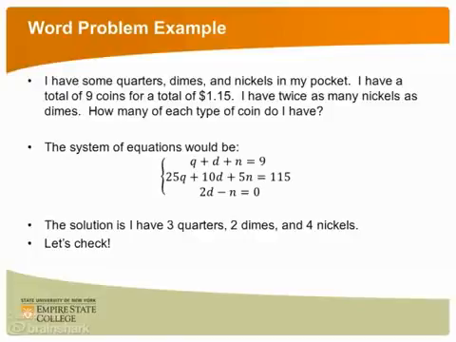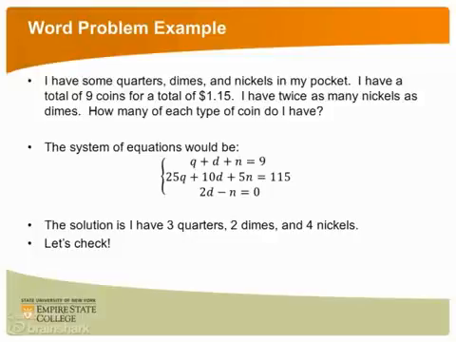The word problem gives a whole extra layer of difficulty. First, we have to figure out exactly what our system would look like. Since we have quarters, dimes, and nickels, we will let Q represent the number of quarters, D the number of dimes, and N the number of nickels. The first equation we can form is that Q plus D plus N equals 9, since we have a total of 9 coins.